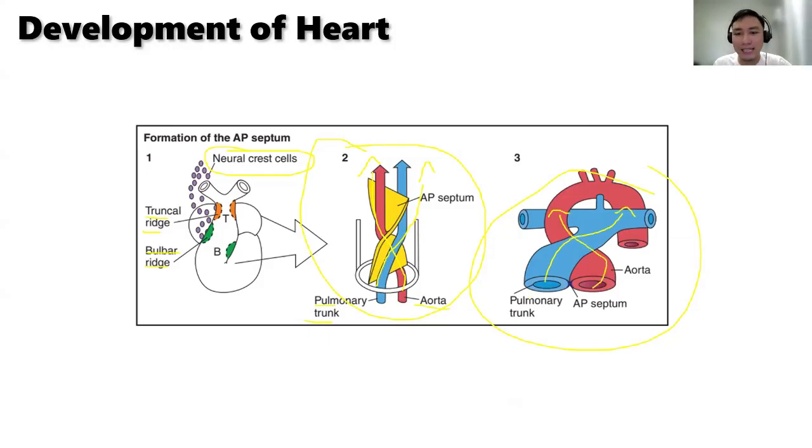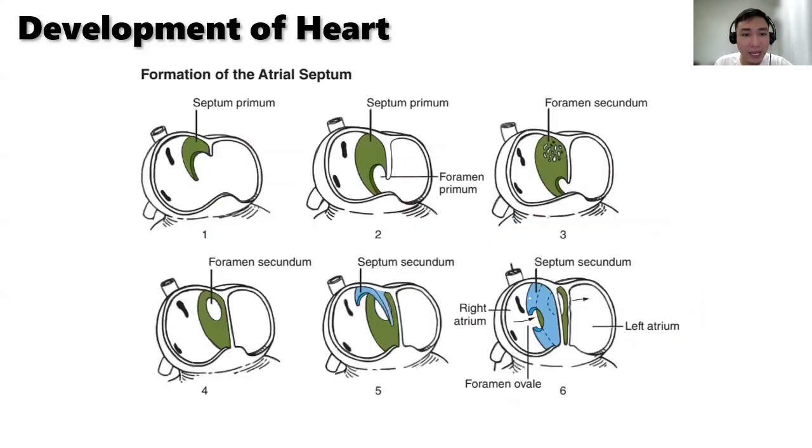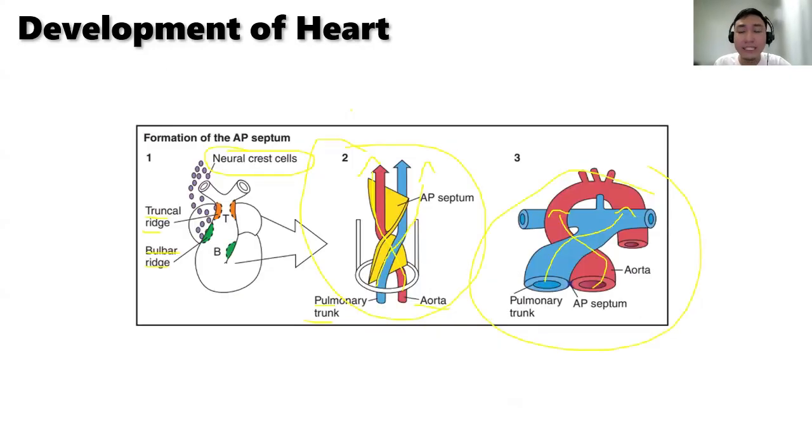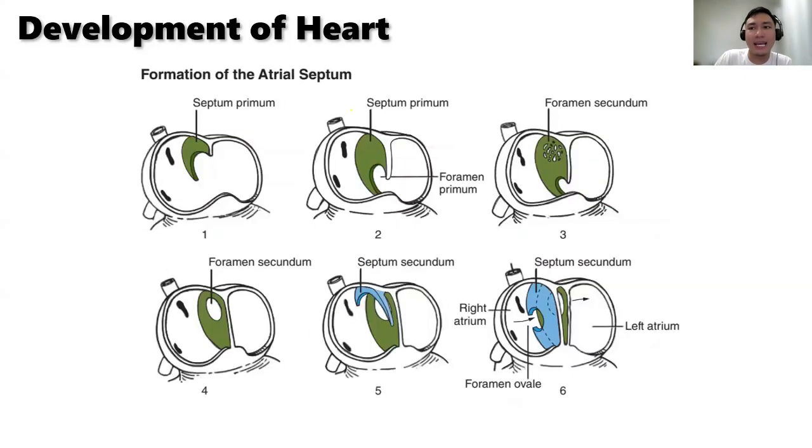When the outflow tract looks like that, it's because of the spiral septa of the aortic pulmonary septum. How about the atrial septum? Here, we divide the truncus arteriosus into your aortic arch and your pulmonary trunk. Next, we separate the two atria, the right atrium and the left atrium, so that they are divided.